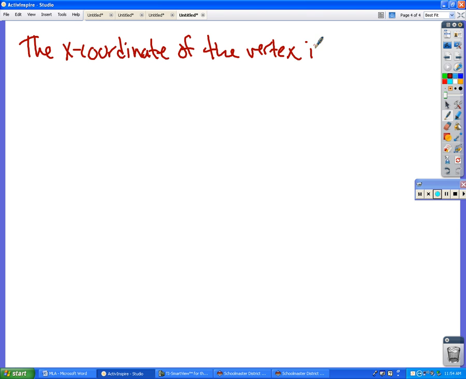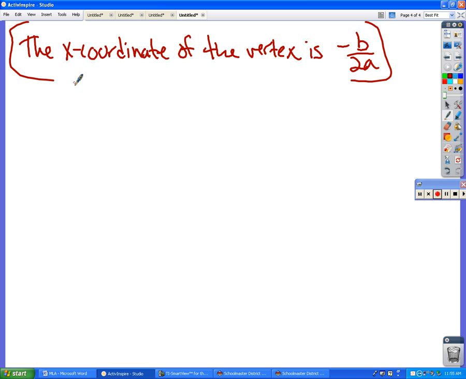Okay, so this is a formula that you should write down because you probably won't remember it. To find the x coordinate of the vertex is -b, or some teachers say the opposite of b, divided by 2a.